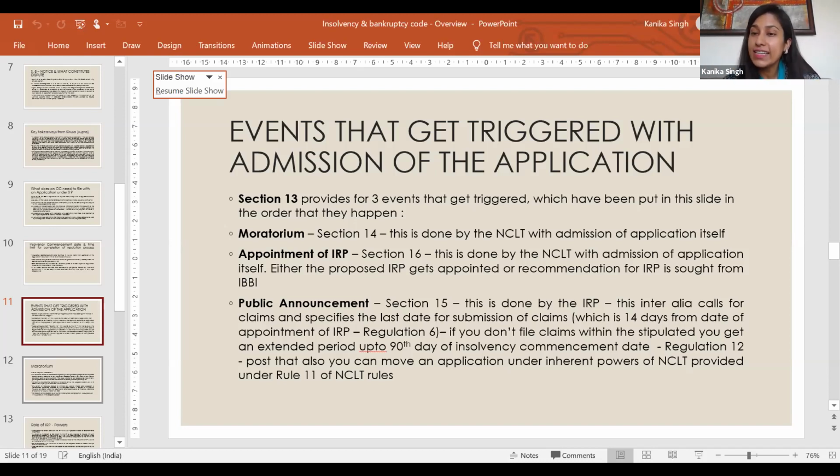If you don't file the claim within the said 14 days, all is not lost. You get another period of 90 days from the insolvency commencement date. This is provided in Regulation 8 of the said regulations. Even after that, if you haven't filed a claim, you can move an application under the inherent powers of the NCLT under Rule 11 and say that please consider my claim, let the IRP consider my claim. Moving on to the next slide.